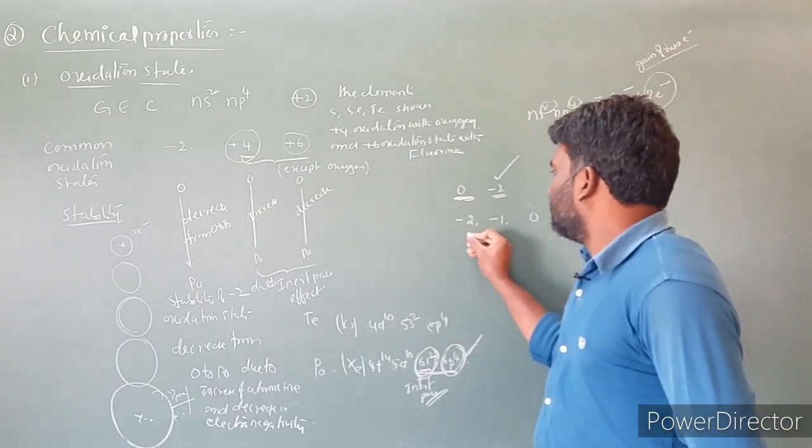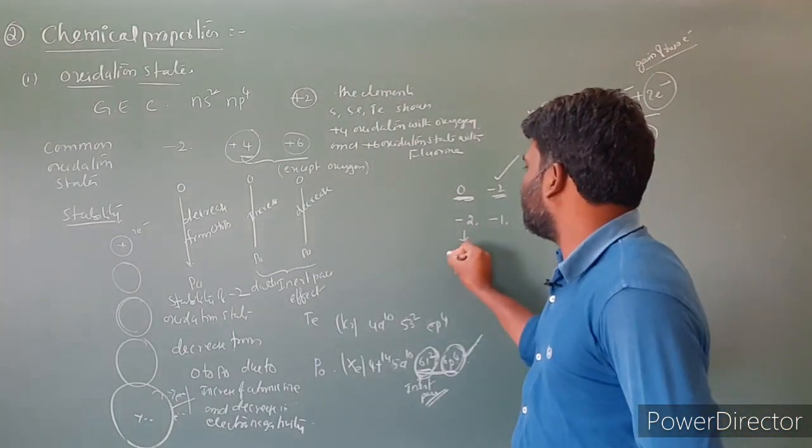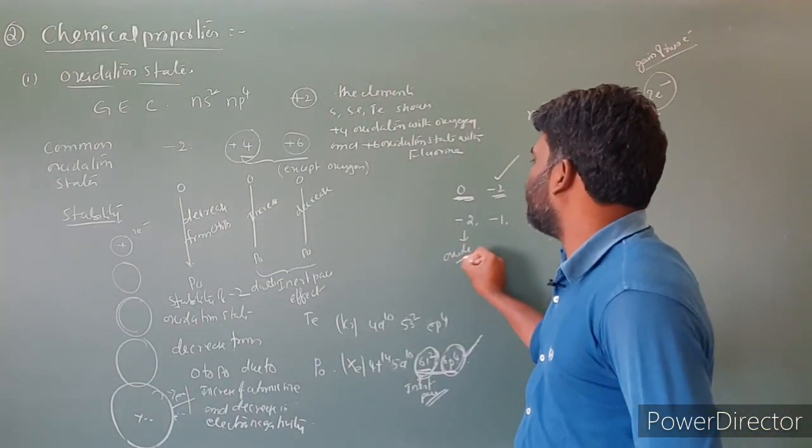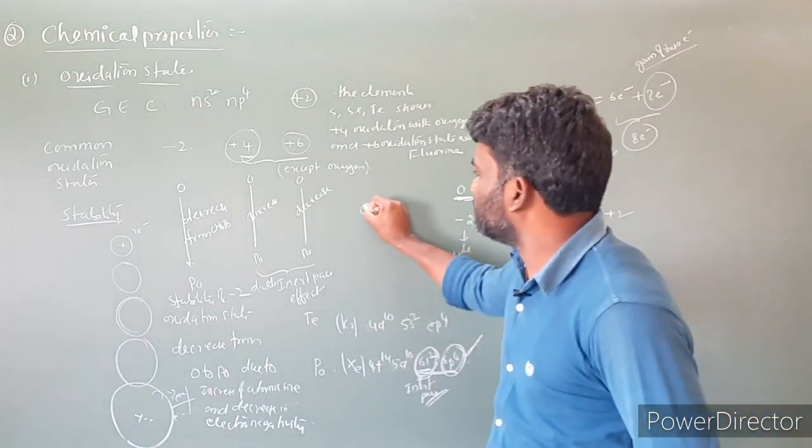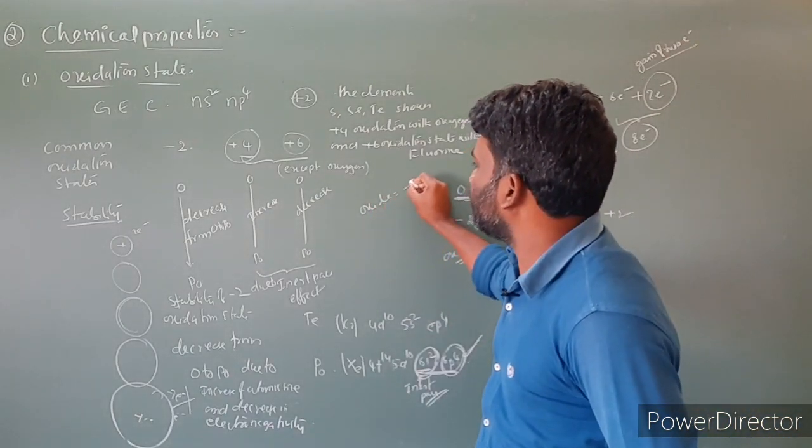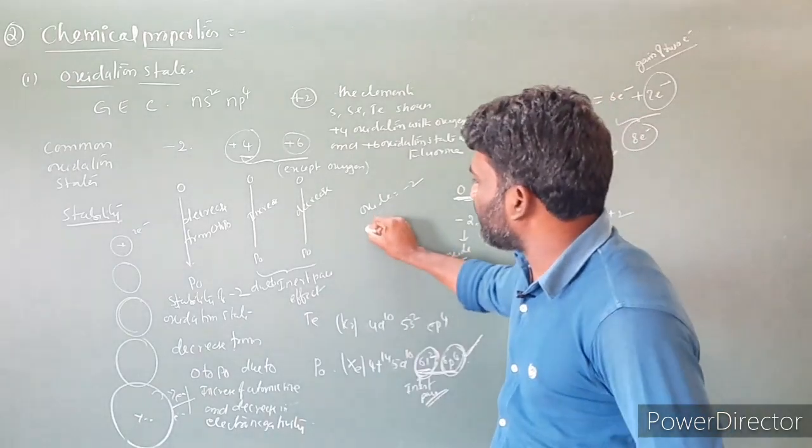I will give an example. This is nothing but oxide. In the case of oxides, oxygen exhibits -2. Oxide means the -2 oxidation state of oxygen. Next, peroxide.